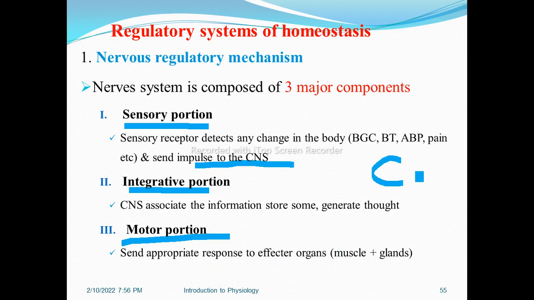See, this is the brain, so sensory information goes here and is interpreted in the integrative portion, or association neuron. Then the motor responses go out like this. So this is motor and this is sensory, this is motor, this is the integrative neuron. So these are the three types of neurons.